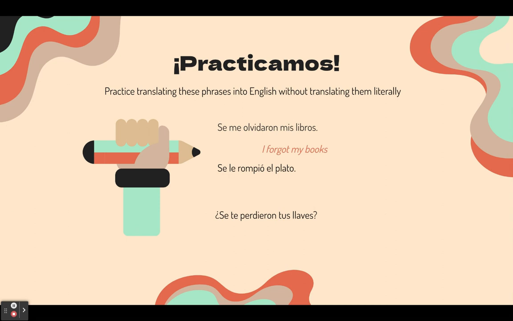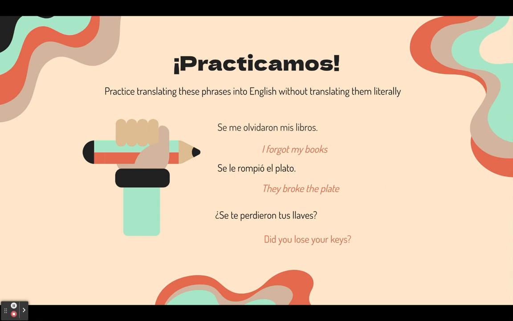Or se le rompió el plato. So they broke the plate. You wouldn't say the plate was broken by them, as it implies. Again, the trick is to remember you can't translate everything literally. So they just broke the plate. Or this one is more of a question. Se te perdieron tus llaves. That would be, did you lose your keys? So, again, don't translate this literally, because otherwise it would be, were the keys lost by you? And that doesn't make much sense.